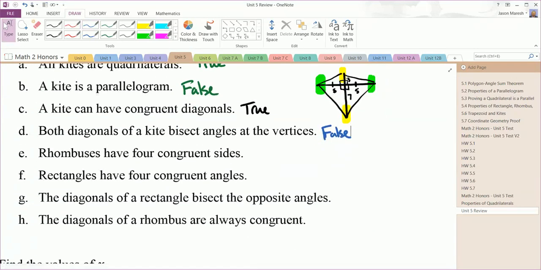E, rhombuses have 4 congruent sides. That's true. That's the definition of a rhombus. F, rectangles have 4 congruent angles. That's true. That's the definition of a rectangle.